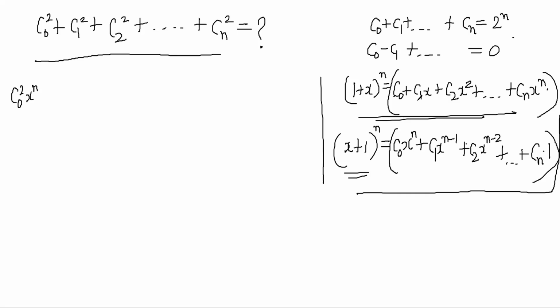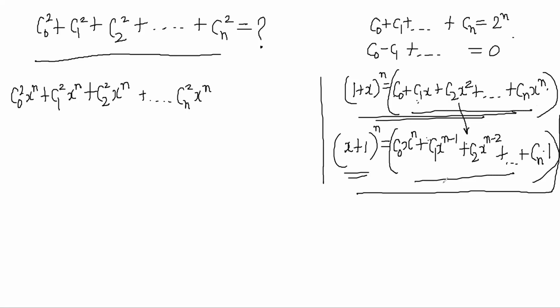I'll focus my attention on the square terms. If I multiply this one and this one, what happens? C1 square x power n. And if I multiply this one and this one, C2 square x power n. And so on, you get Cn square x power n also, right? Now tell me, is there any other way to get x power n? When you multiply this term and this term, total number of terms should be how many? Tell me.